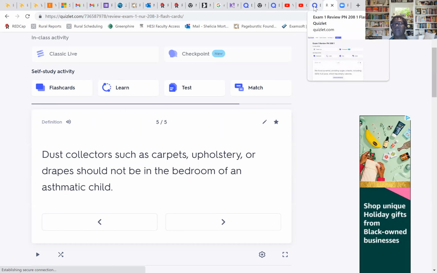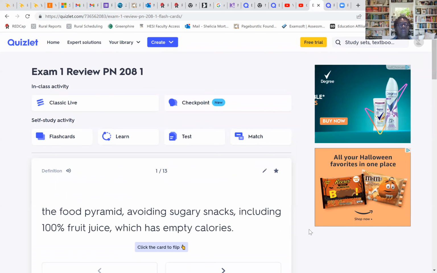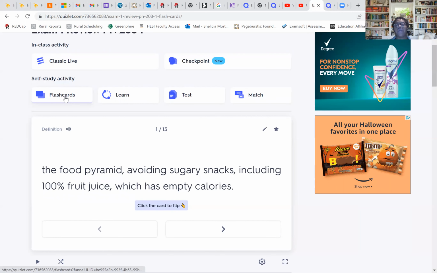All right. Let's switch to another Quizlet. And again, as I just stated, with the link that I sent out, you can review the information using any of these formats.